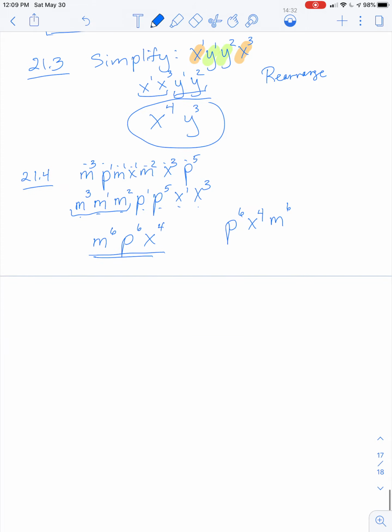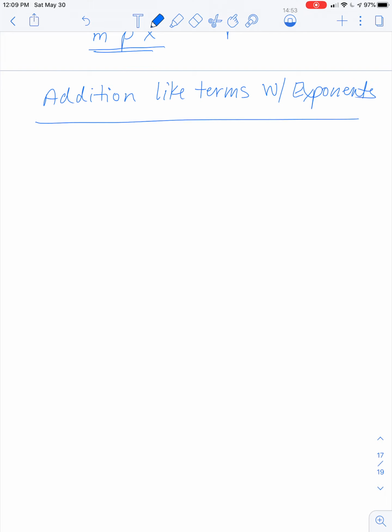All right, the next thing I want to take a look at with you is the addition of like terms with exponents. So it's the same idea as with multiplication. When we were multiplying with exponents, now we're going to look at the addition of like terms. They're very different concepts, so it's important that you understand they're handled differently. So let's look at an example.